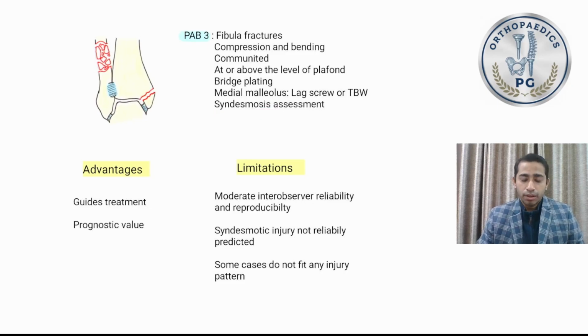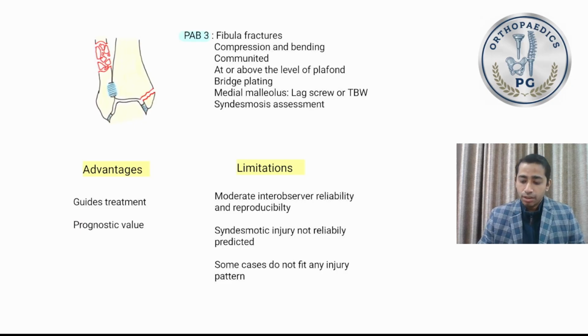Now let us have a look at the advantages and limitation of the Lauge-Hansen classification system. So the first advantage is it guides in the treatment, as we saw in the classification. Through the stages, we get an idea what kind of fixation has to be performed, and this has a prognostic value because a higher stage has been seen to be positively correlated with the articular damage that occurs in these fractures.